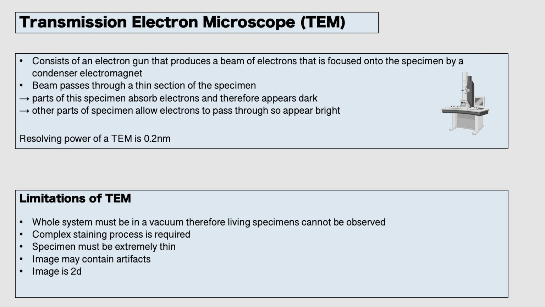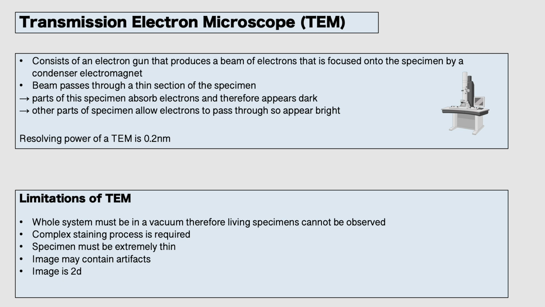The TEM consists of an electron gun that produces a beam of electrons that is focused onto the specimen by a condenser electromagnet. The beam passes through a thin section of the specimen. Parts of the specimen absorb electrons and therefore appear dark. Other parts of the specimen allow electrons to pass through, so appear bright.